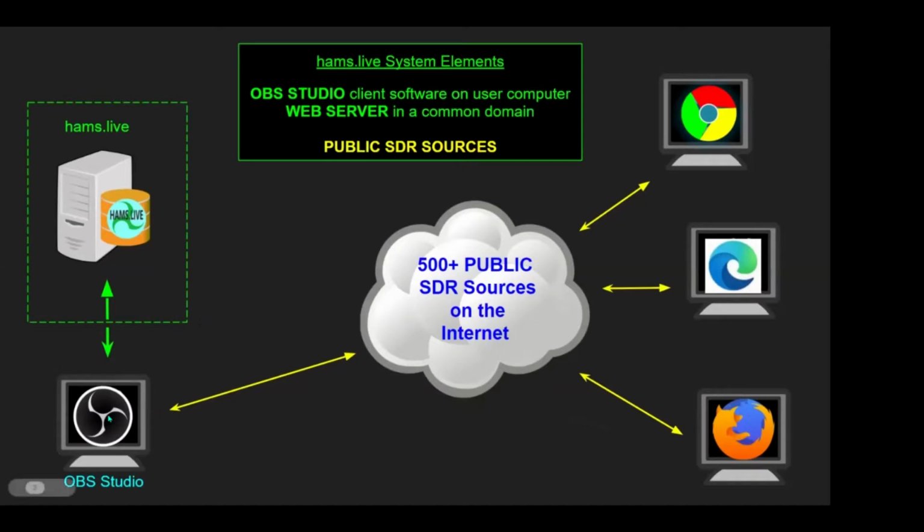So the user would be running the software here as a client, and they would already be logged into the system. And then when they chose an SDR, the communications back to the SDR look exactly like they would if you were using one of these other browsers. The difference is that hams.live has embedded the options and the control information along with the link that goes back. So it makes it much easier to manage the various SDRs.